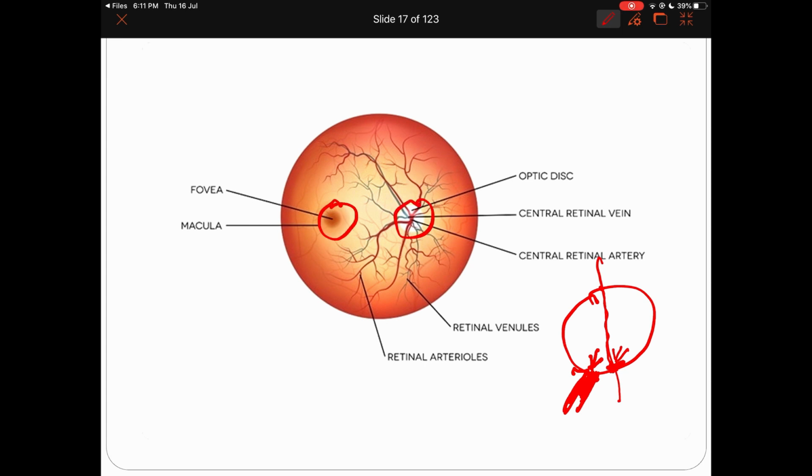How will you differentiate? The differentiation will be big, because in the center there is the central artery of the retina, which is splitting into branches also. This is more medial and this is lateral.